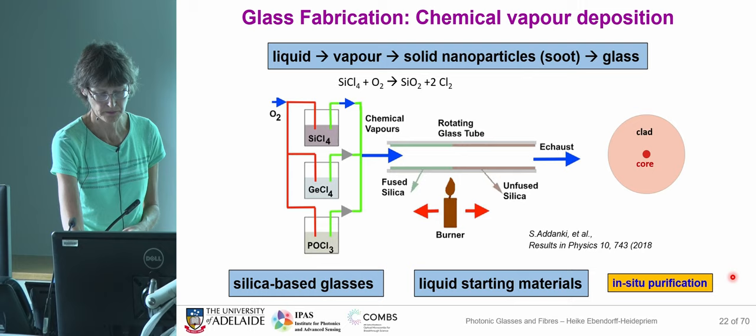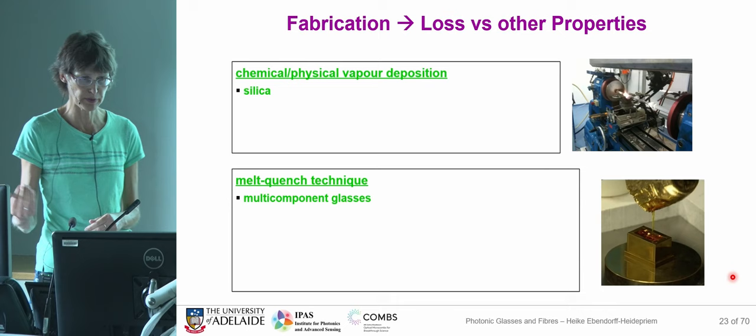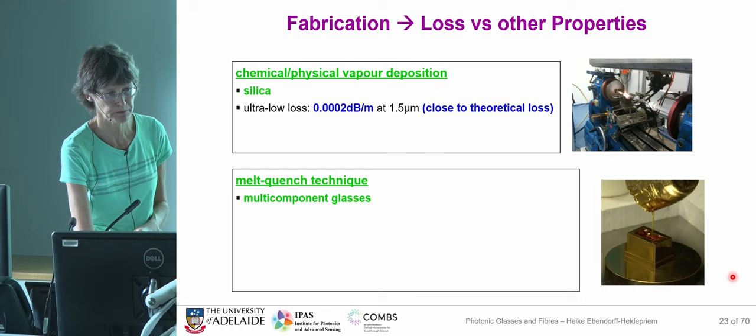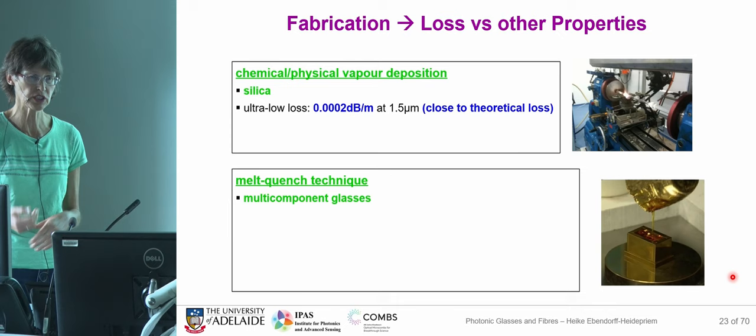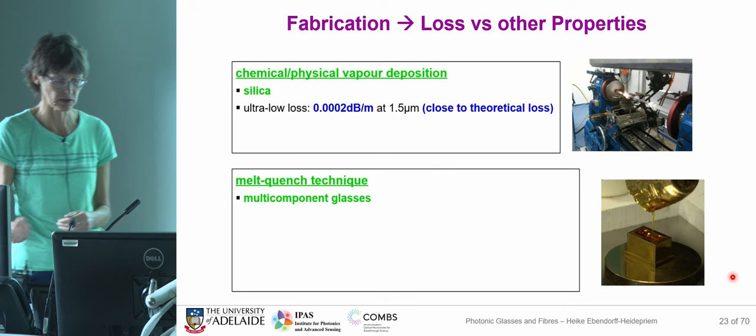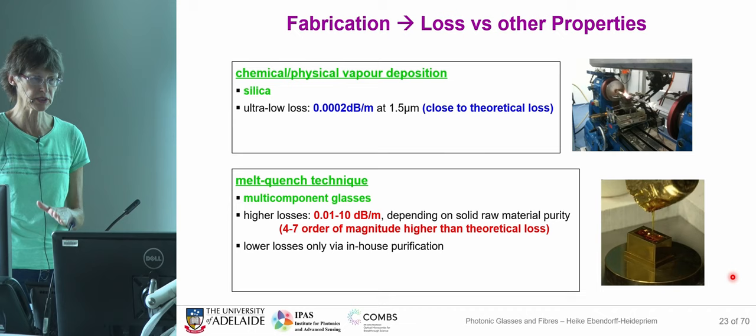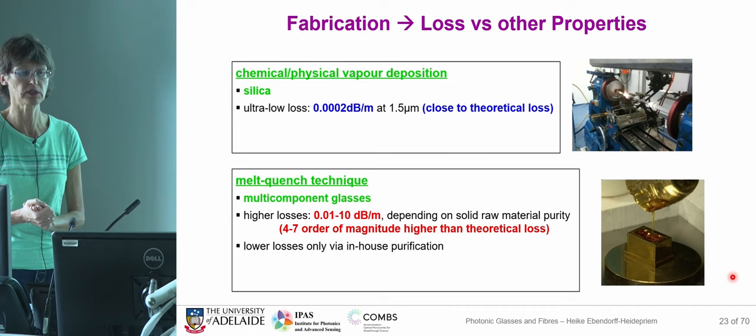To compare these two methods once more: chemical vapor deposition for silica, melt quench technique for multi-component glasses. Because of the in situ purification with chemical vapor deposition, very low losses can be obtained, close to the theoretical loss. Whereas for the melt quench technique, depending on the raw material purity, the transmission loss can be 4 to 7 orders of magnitude higher than what's theoretically possible.